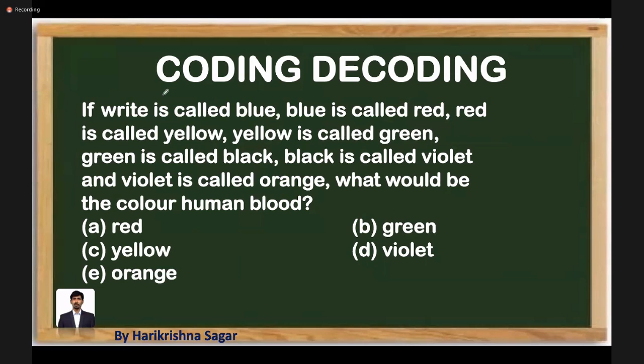Look at the next one. If white is coded as blue, blue is called as red, red is called as yellow, yellow is called as green, green is called as black, black is called as violet, violet is called as orange. What will be the code for human blood is the question. Basically human blood will be in red color. How is red coded as per the data? Red is called as yellow. So you can mark the answer as yellow. The actual answer is red, but as per the question, red is called as yellow. So as per your data, you have to mark the answer. The answer must be yellow. Mark it as option C.